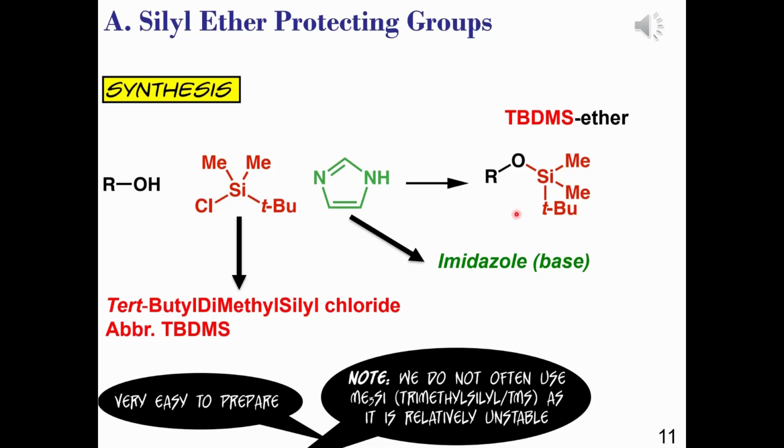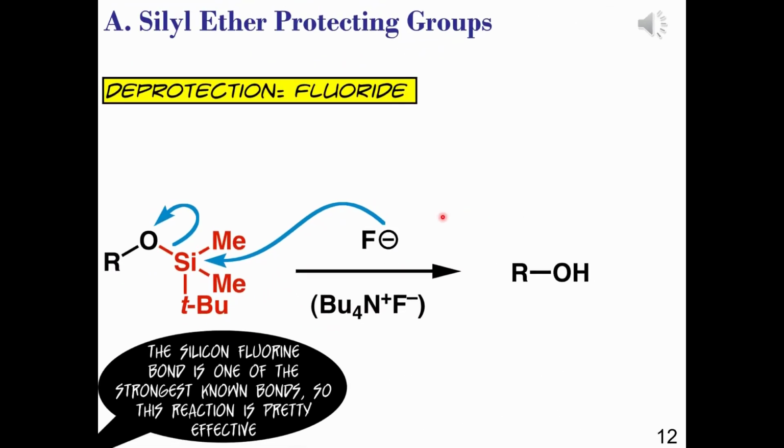Let's now talk about the deprotection strategy that's used for silyl ether protecting groups and look at those milder reaction conditions. The main advantage of the silyl ether protecting group is how easily they're cleaved. No acid and no heat in sight here.